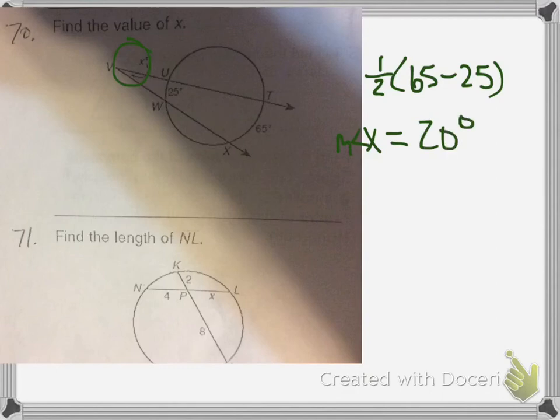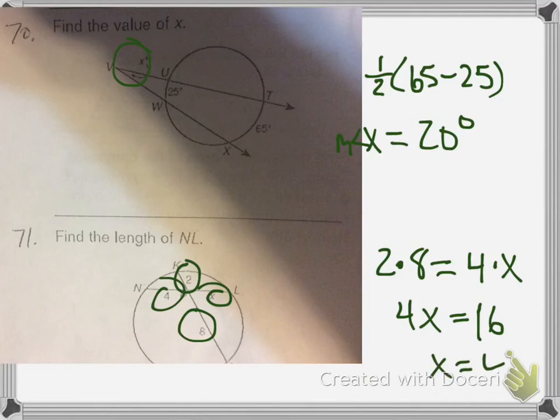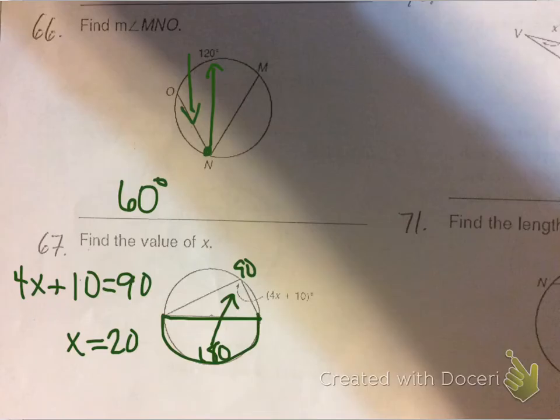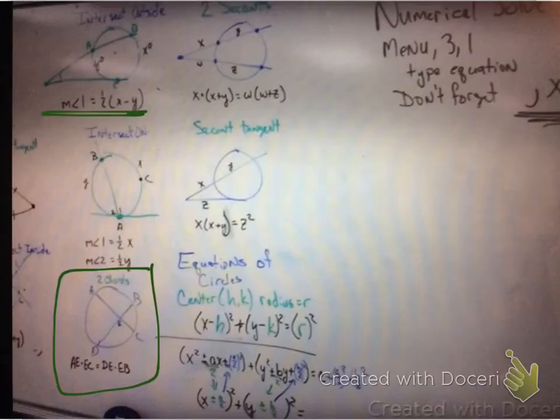Okay, so now the next one, remember this times this, 2 times 8, is equal to these two, 4 times x. So that means 4x is equal to 16, so x is equal to 4. Okay, fairly simple. And again, it's just using these little concepts right here. Here's the one with two chords, and the one where I said subtract to secants right here. That was from the previous problem.